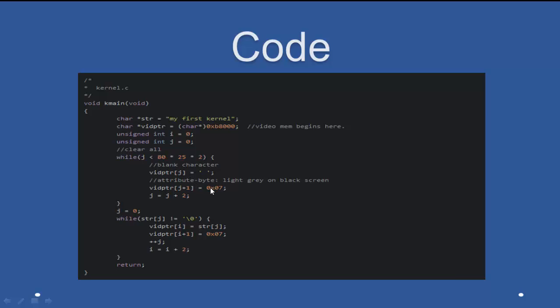And then we're going to set the attribute 0x07, which is light gray with a black background. So it would just be a black background because of the space. And then it's plus 2 because you have just written 2 bytes and you just go through that entire thing. You've now cleared your screen.